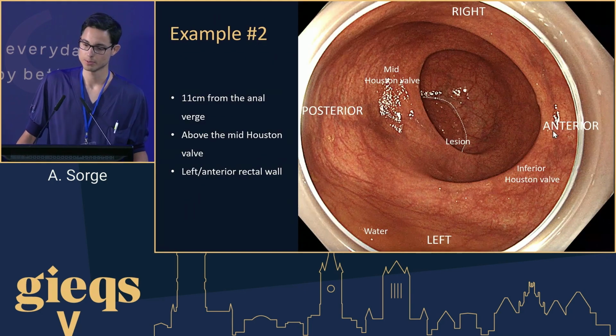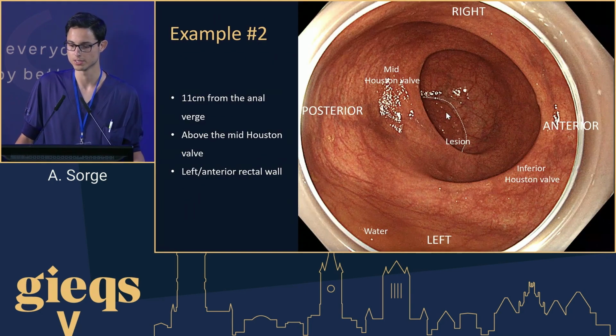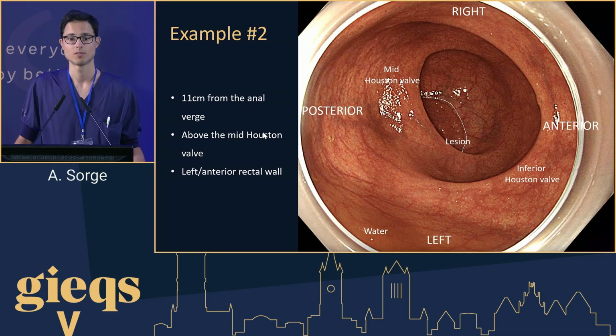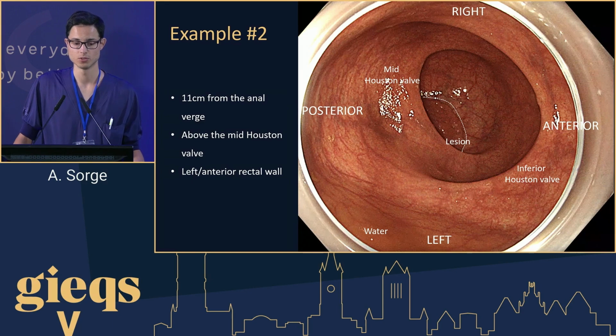This is another example, a lesion more proximal. It is here. This is the left, again, patient on the left lateral. This is the right, so this lesion is located 11 centimeters from the anal verge, above the mid-Houston valve, and it is located on the left anterior rectal wall.